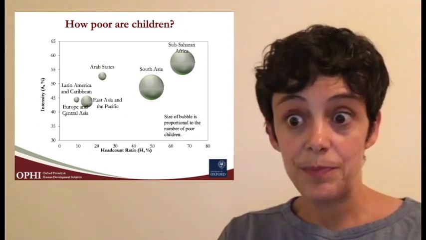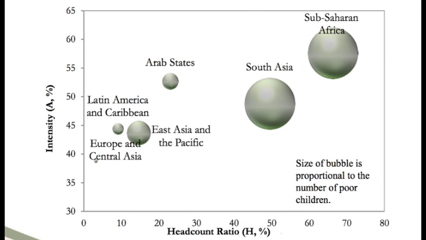How poor are the children? This graph plots the incidence and the intensity of poverty among children in the different regions. The size of the bubble is proportional to the number of MPI poor children living in that region. So you can see that the bubbles of South Asia and Sub-Saharan Africa are by far the biggest.